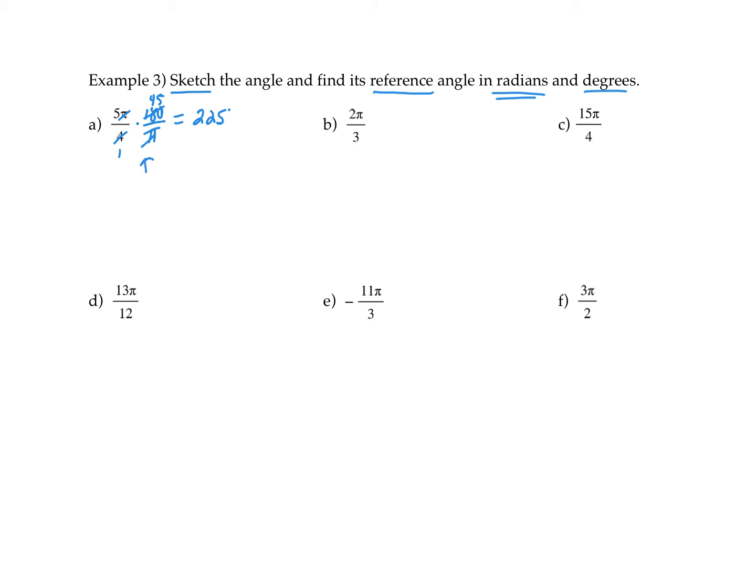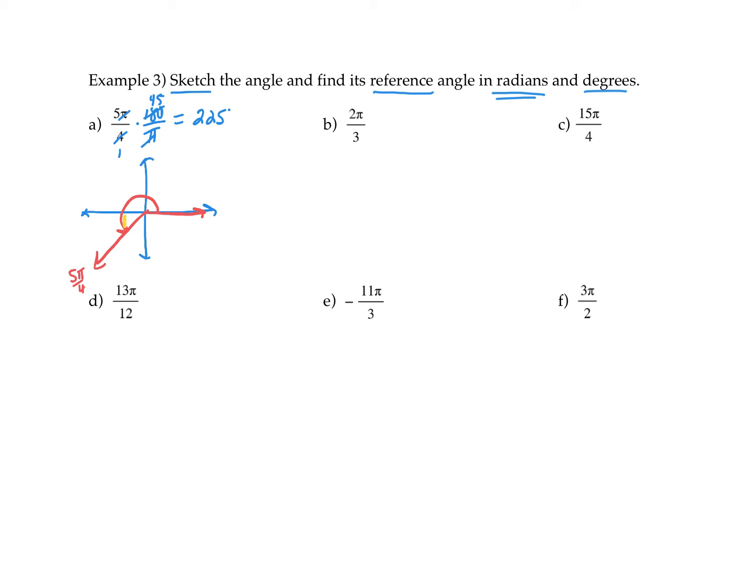Now, if you want to use your chart on the previous page to see that 5 pi over 4 is 225 degrees, that's fine too. All right, initial side of the angle on the positive x-axis, rotate 225 degrees. We're down here in quadrant 3. Okay, so this would be 5 pi over 4 for our angle.